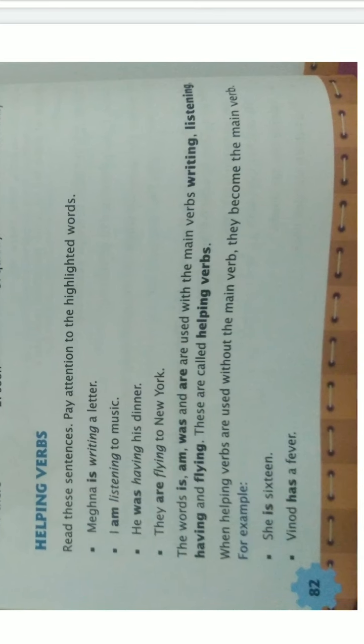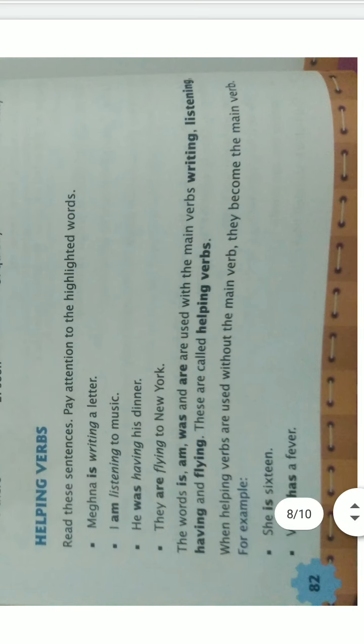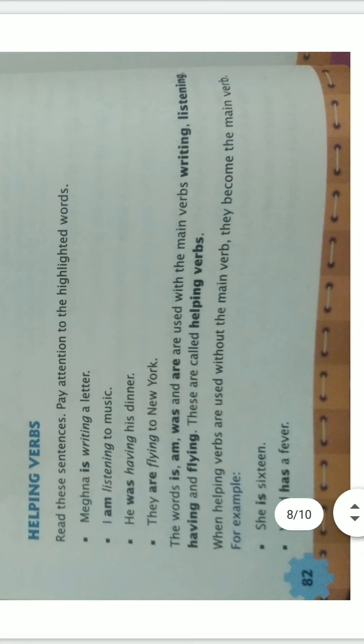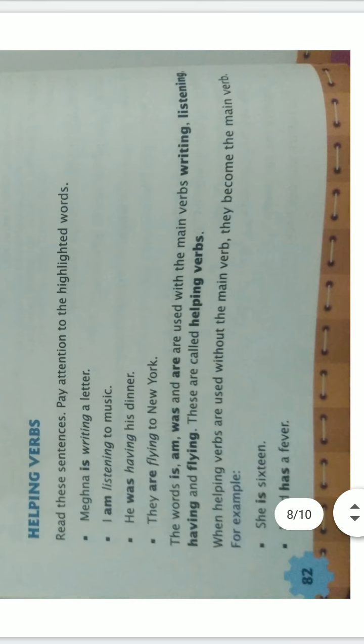Is, am, are, was, were, all these are the helping verbs that are used with the main verbs. Main verbs are the works that we are doing: writing, listening, having, flying, reading, etc. Along with the main verb, the highlighted words are known as the helping verbs. When the helping verbs are used without the main verb, then they become the main verb. We have already learnt that when there is no main verb in the sentence, the helping verb used there becomes the main verb of that sentence.